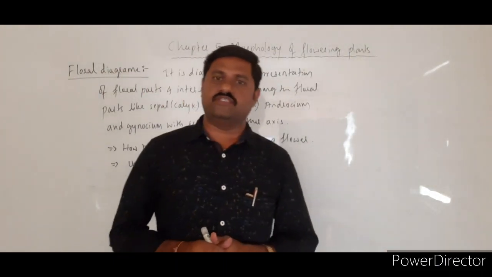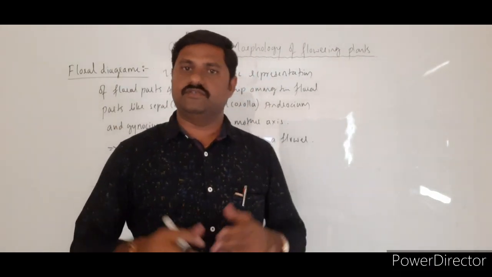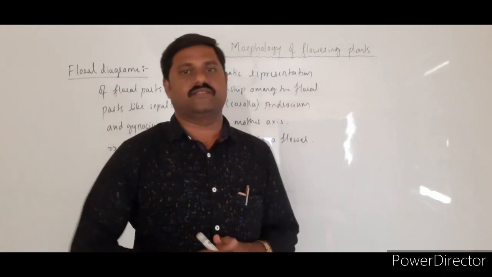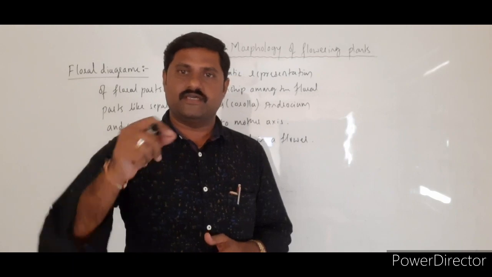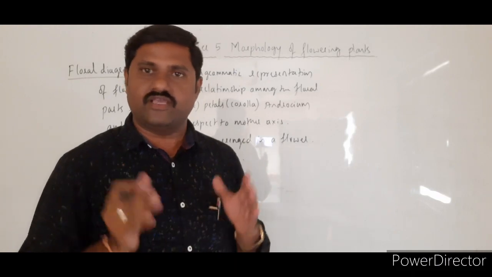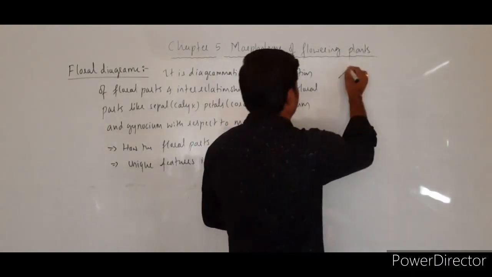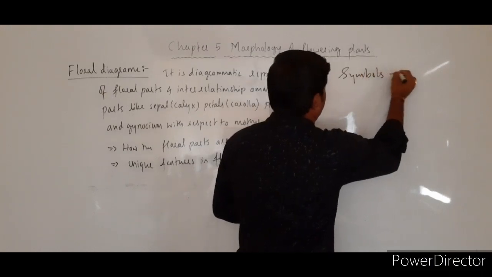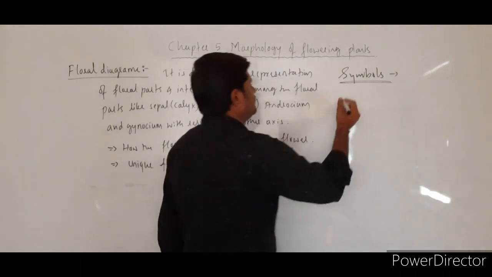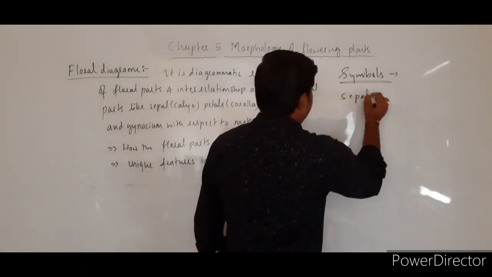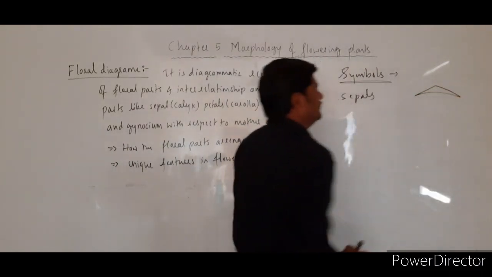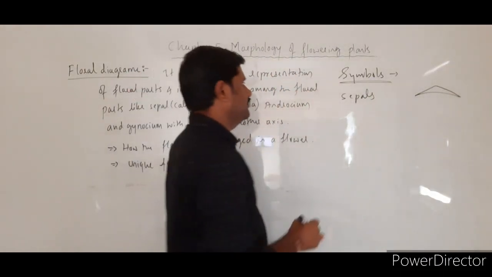Some of the floral diagrams of some of the flowering plants, let us go through. Before that one, we must know some symbols, how to show the calyx, corolla, androecium, gynoecium, all these symbols we must know for drawing the floral diagram. So let us start to write the symbols used in drawing the floral diagram. So first of all, the sepals. See here, this is how the sepals are shown over here.